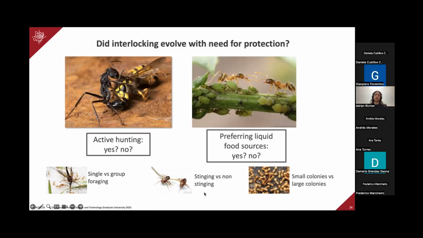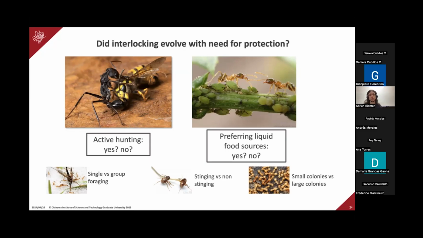Stinging versus non-stinging: if you're a stinging ant, then you have to go into close quarters combat with your opponents, whereas non-stinging ants may have other strategies. And then large and small colony sizes. Large colonies probably don't have to care so much about each individual worker. If they lose some individual workers, it's fine. Whereas smaller colonies may need better protection for each of their individual workers so that they don't just die.